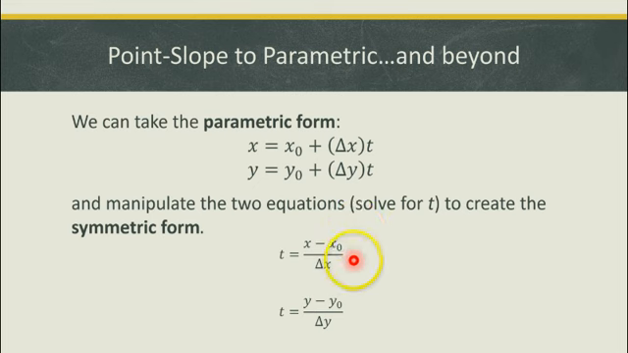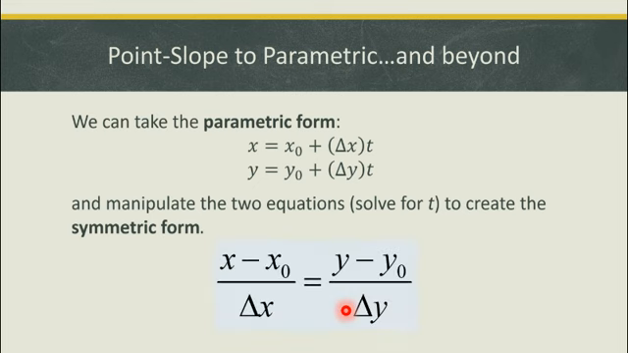So if I have a specific value of t, it will produce an x and a y that are linked together. So down here in these two equations, they are linked together, and so they should produce the same value of t. So I set those two equations equal to each other, and this produces the symmetric form of the line.